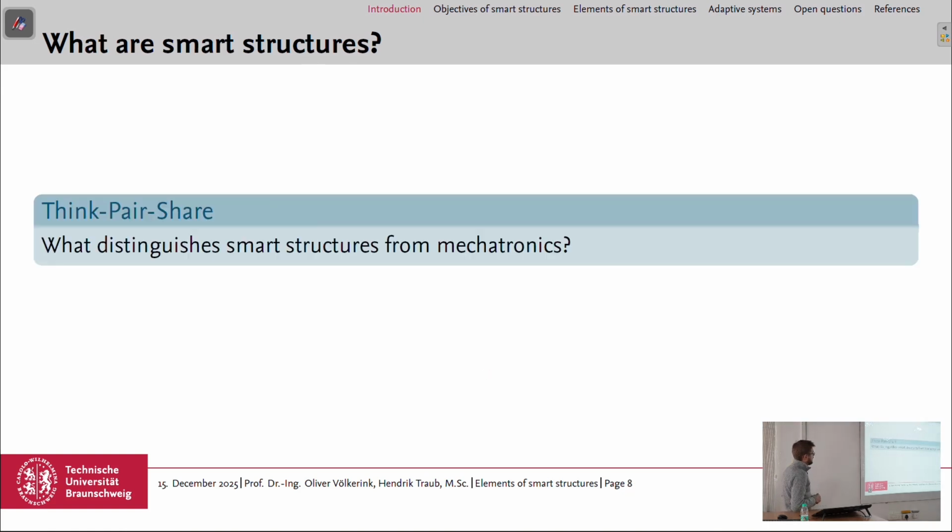So now I want you to maybe discuss with your neighbor in 2 minutes what you think is the difference between smart structures or adaptronics and mechatronics. So I ask you to discuss what could be the main difference between mechatronics and smart structures. And we may take 1 or 2 minutes so that you have some time to discuss and maybe introduce yourself to your neighbor if you are not familiar, and then we collect 1 or 2 answers and then we go ahead.